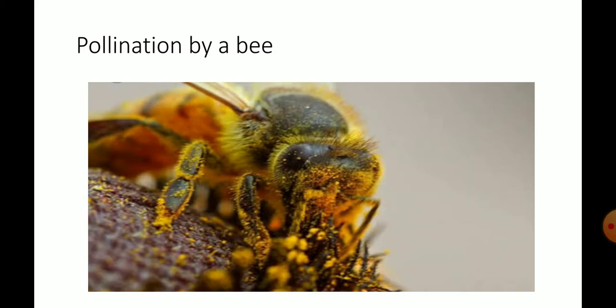This picture shows the pollination by a bee. Bees collect nectar from flowers and make honey. They also play an important role in pollination. But the number of bees is declining day by day.